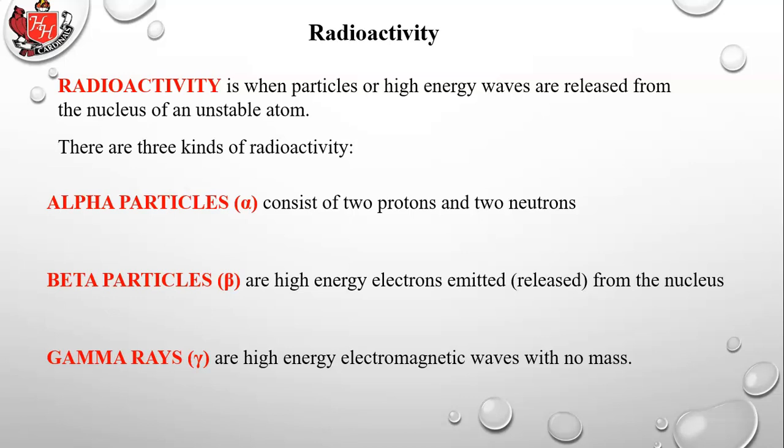Gamma rays are high energy electromagnetic waves with no mass. Electromagnetic waves is a subject you might have touched on in physics, but it's not a subject we're going to really deal with. I'll talk a little bit about it in one of the later slides. But basically all of the energy we get from the sun in the form of light and heat and a lot of other types of waves are electromagnetic waves.